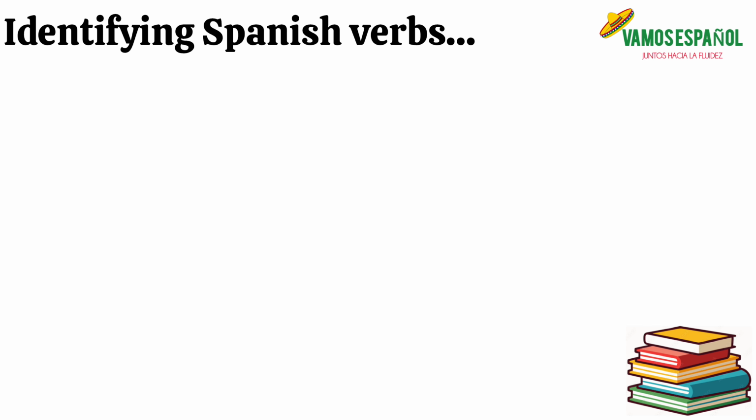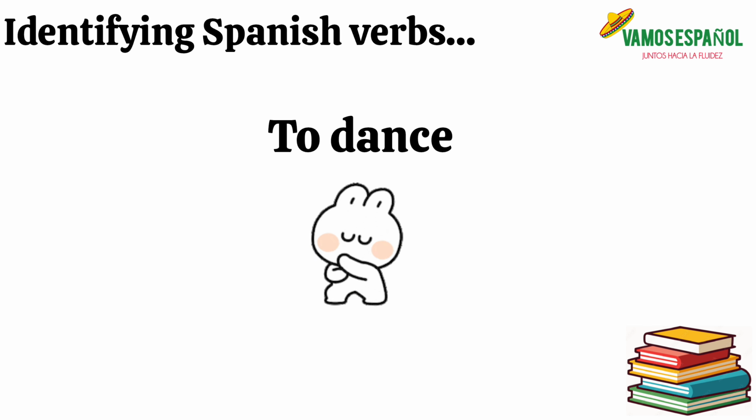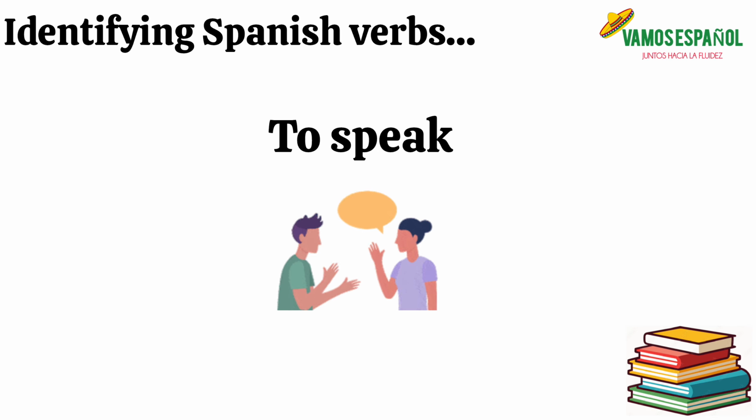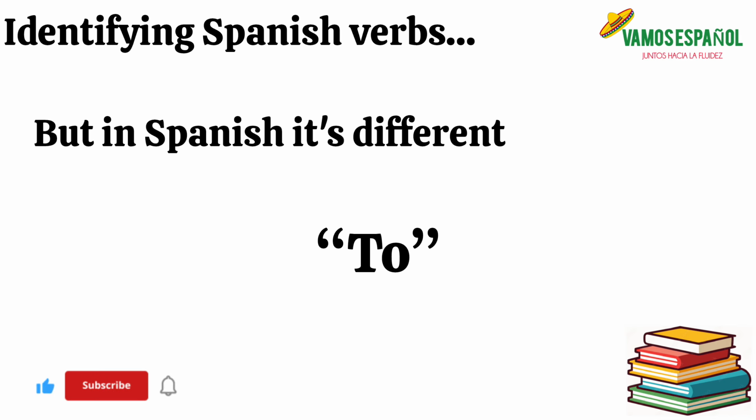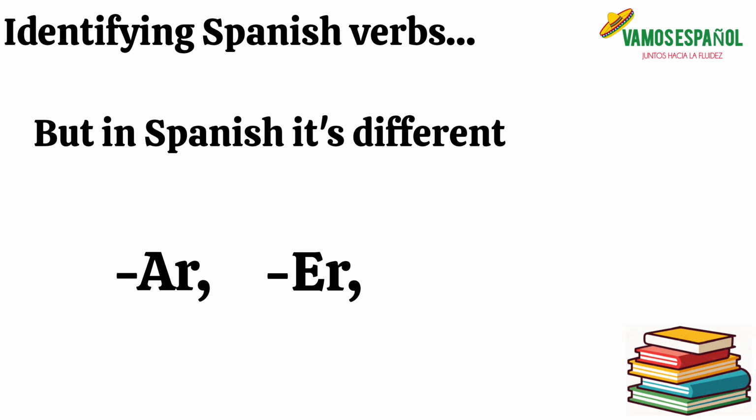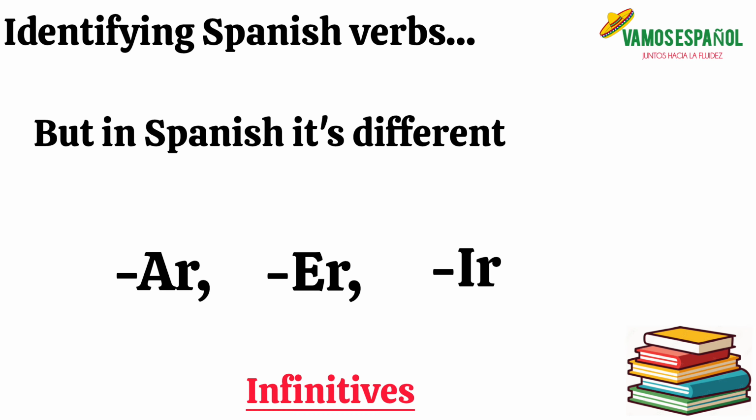In English, we say to eat, to dance, to sleep, to speak. So you see that little "to" there? That helps us identify a verb. But in Spanish, verbs don't have "to", and they don't start with "to". Instead, they end in either AR, ER, or IR, and they're called the infinitive forms of the verb. So anytime you hear me say verbs in infinitive, this is exactly what I mean.